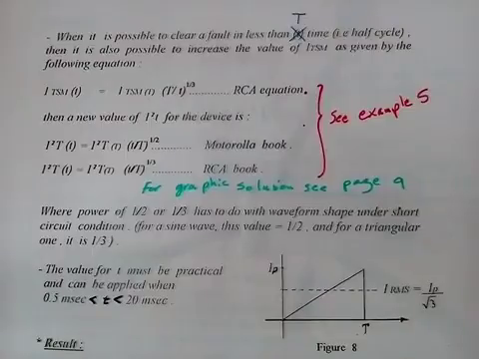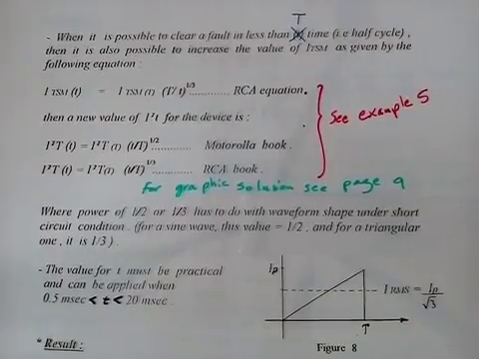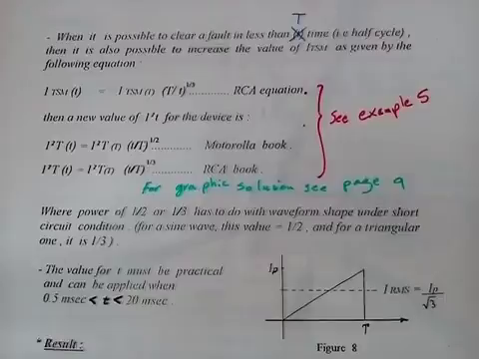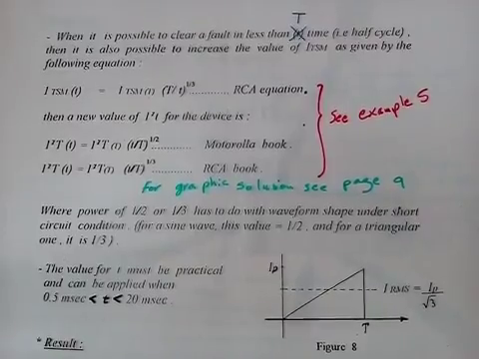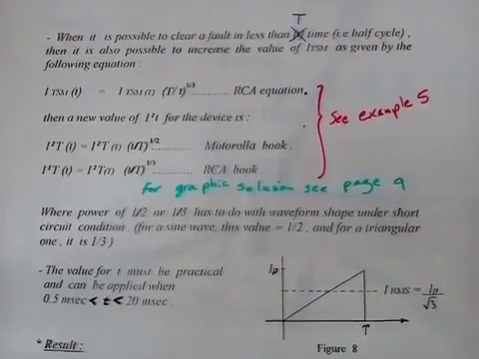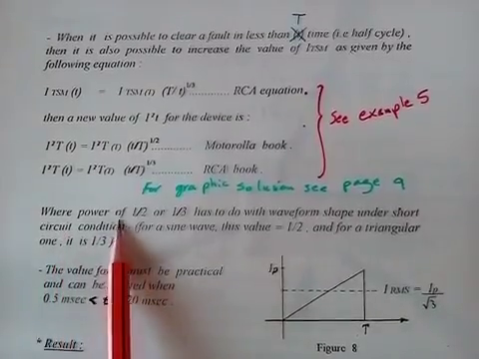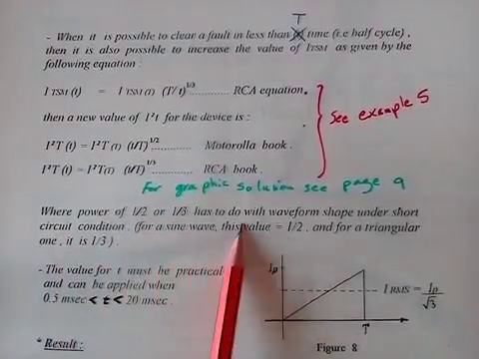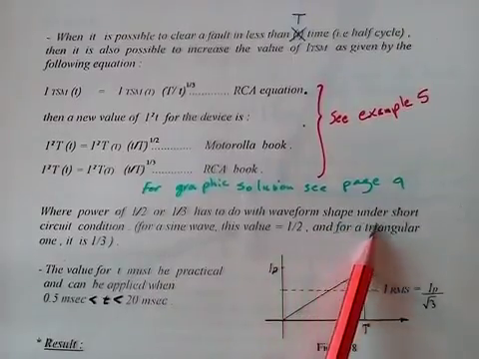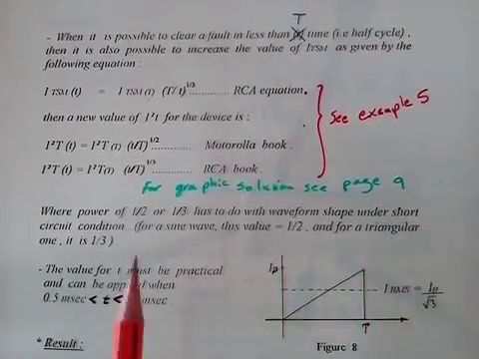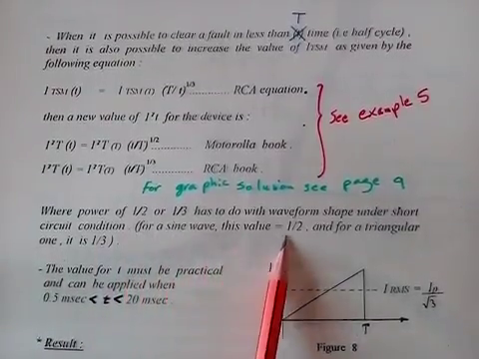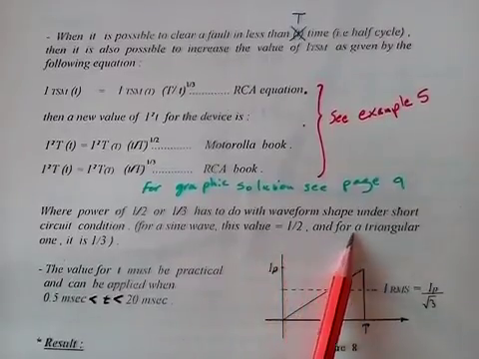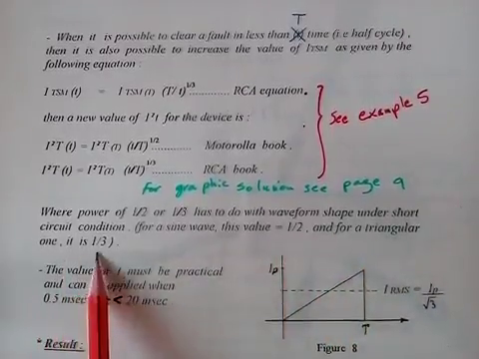So the conclusion, even though you are able to increase the value of that surge current, the overall I square T of the device will be less. Where the power of 1/2 or 1/3 has to do with the waveform shape under short circuit condition. For a sine wave, this value is 1/2, and for a triangle, it is 1/3.